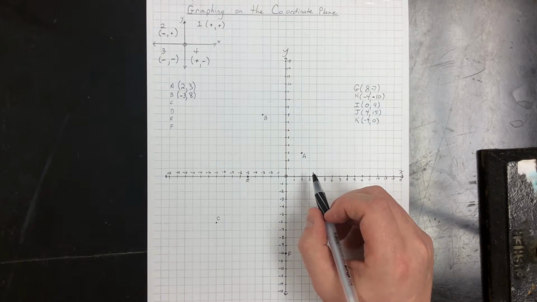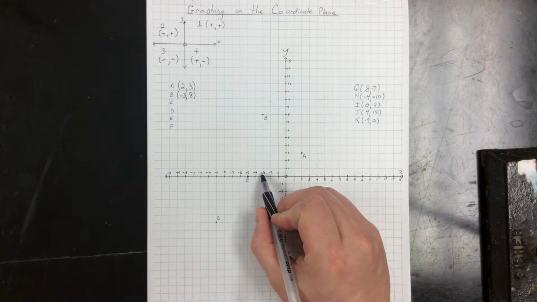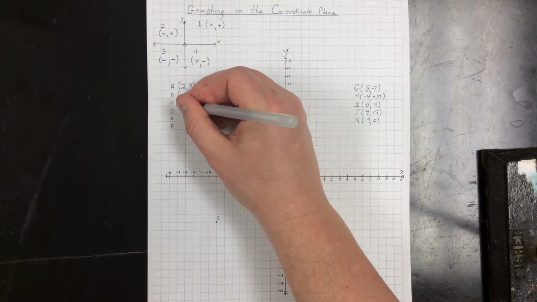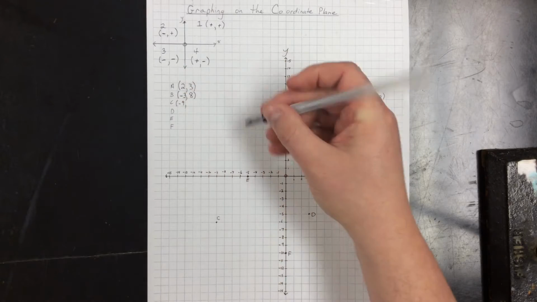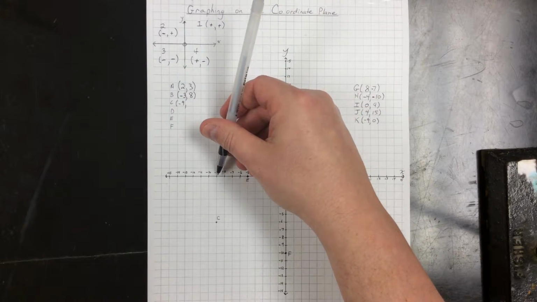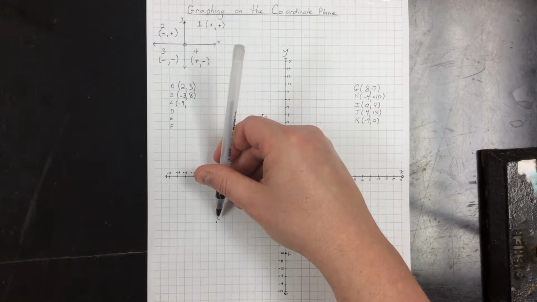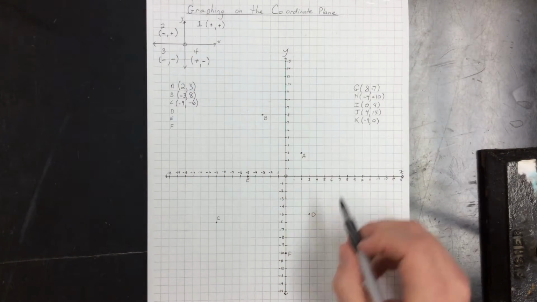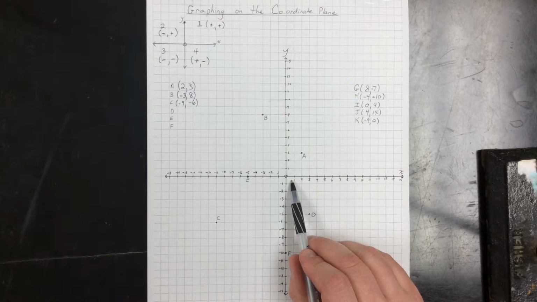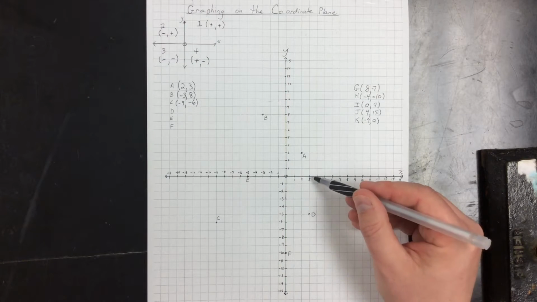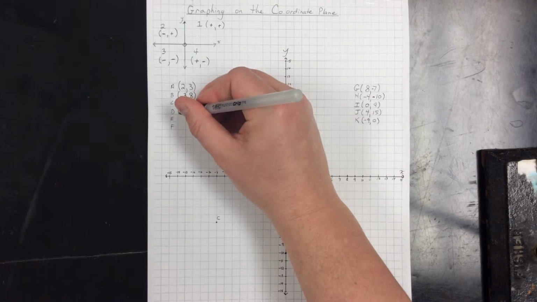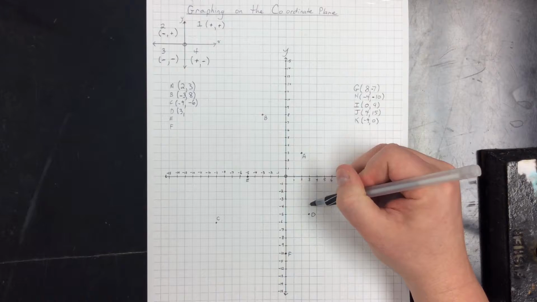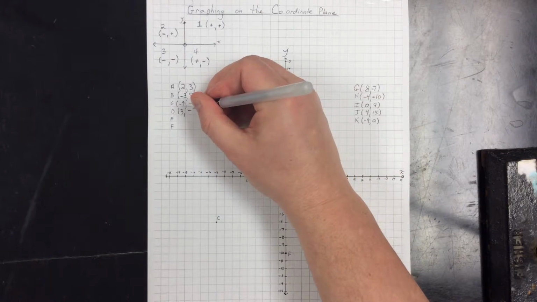C is in the third quadrant, and I know I have to go to a negative x value first. It looks like all the way to negative 9. And I also have to go on the negative y value, down to negative 6. D, I'm going to start by moving in the positive direction of x, 3 places. But I have to move in the negative y direction, so negative 5.